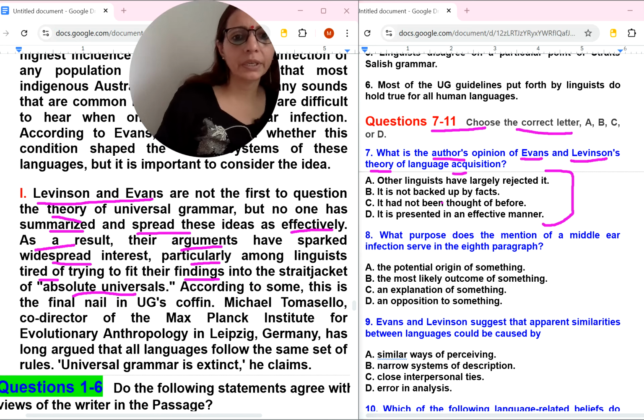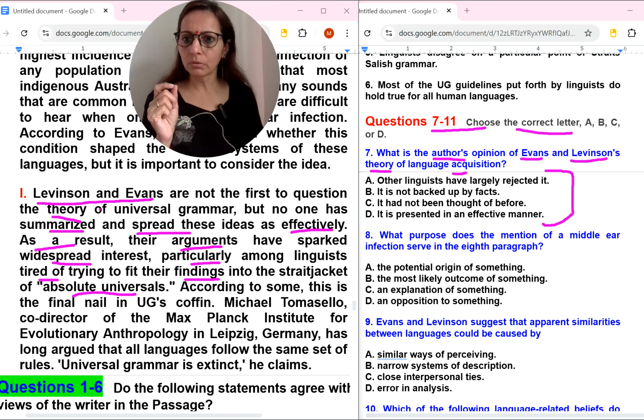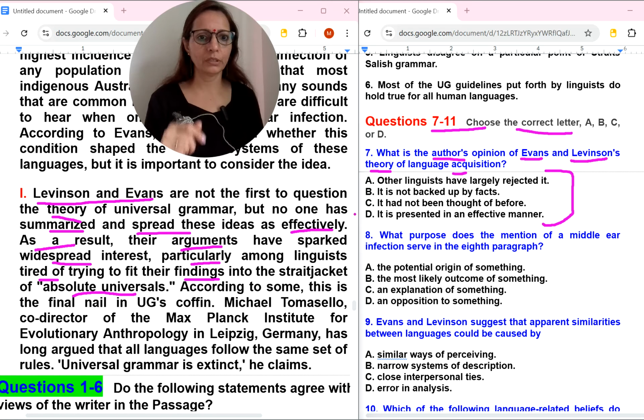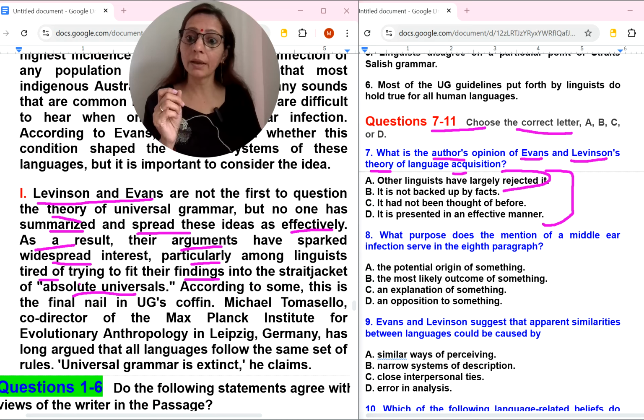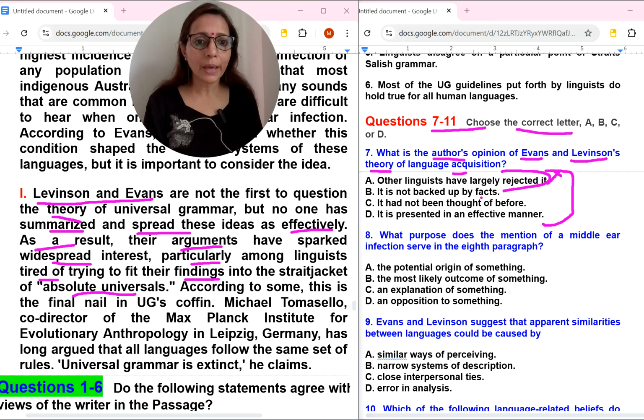Okay, let's read all the options. Are the first to question the theory, but no one has summarized and spread these ideas as effectively. Okay, other linguists have largely rejected. No, rejection is not there in this. As a result, their arguments have sparked widespread interest, particularly among linguists tired of trying to fit their findings. But rejection is not explained here. So I will cut this. It is not backed by a fact. So it is also not given like that.